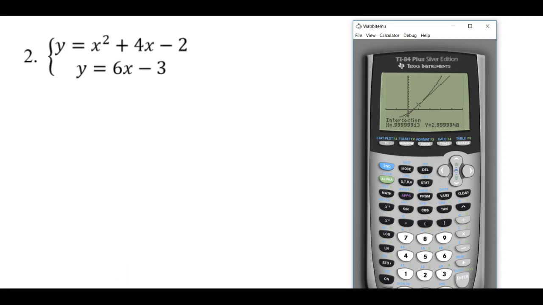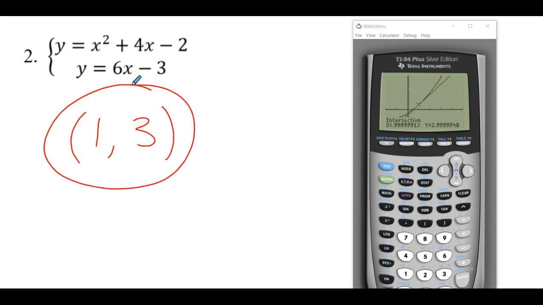So what is it probably safe to say my answer is here? 1, 3. Yeah. So 0.99999, you can just say that's 1. And 2.99999 would be 3. And that is the only answer because the line bounces off the parabola. It hits it, and then keeps going.